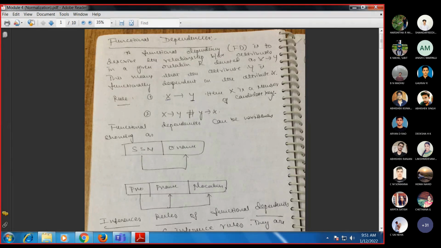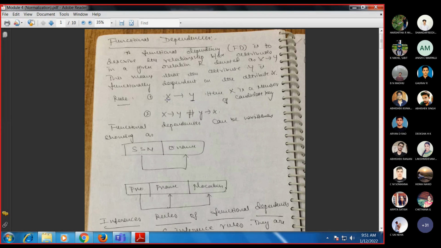How the functional dependency is represented in set notation is X determinant Y. This means that X is the left hand side attribute and Y is the right hand side attribute. Here X is an attribute and Y is also an attribute. Y is dependent on X. In set notation it is X determinant Y, that means Y is dependent on X here.